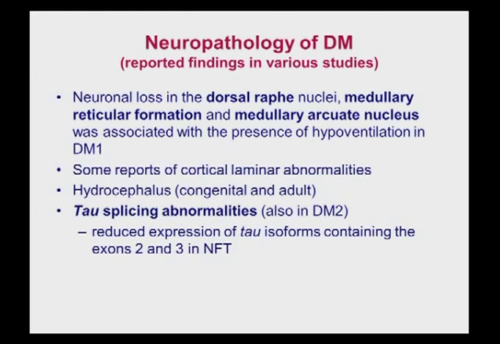And then splicing abnormalities in tau have been shown. So actually people have developed antibodies against certain exons that are left out of the fetal form of splicing. So in patients with DM1, if they use those antibodies to try to label the neurofibrillary tangles, they don't stain anything. So the tangles are composed of this abnormal tau.